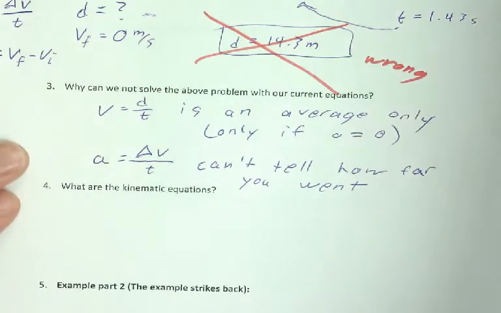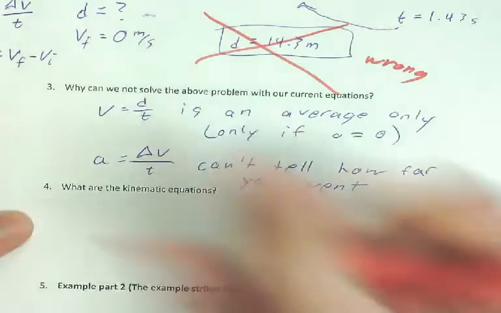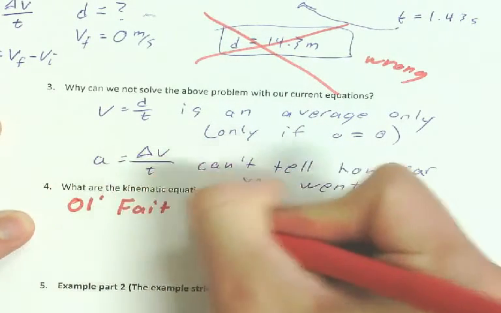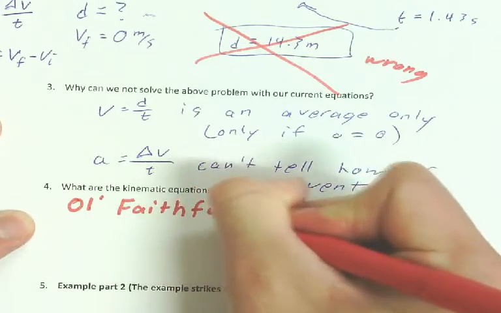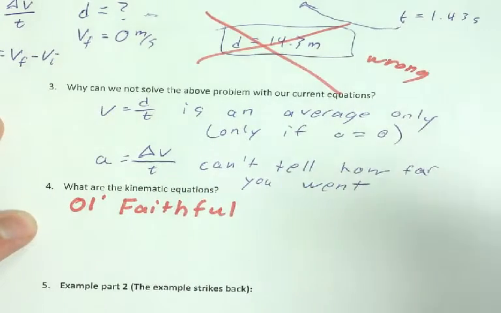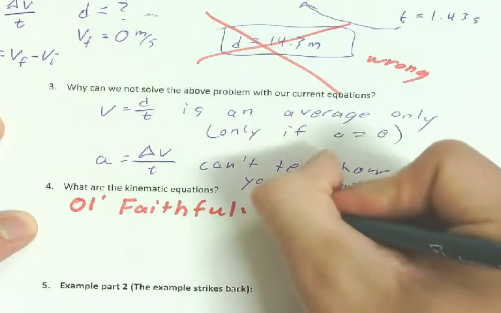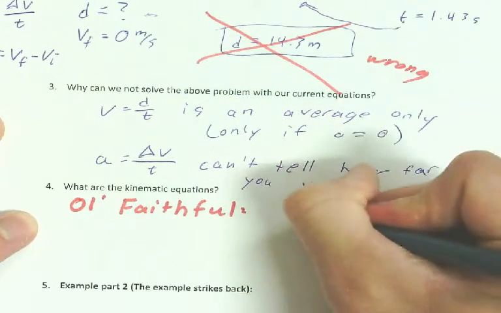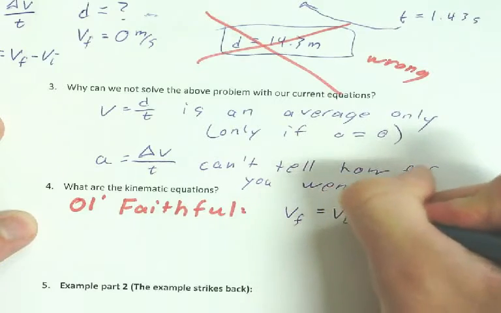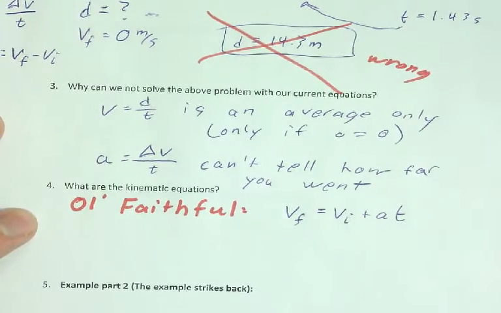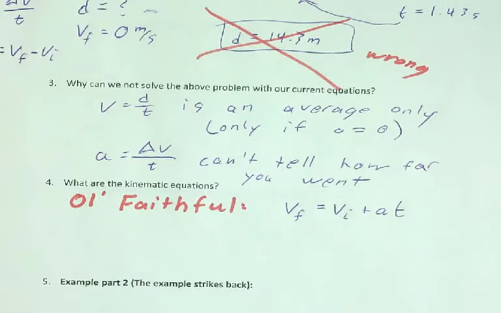So the first equation we're going to talk about is one called Old Faithful. The reason it's called Old Faithful is because it's the one that you use most often, and it actually is the acceleration equation, just rewritten. The equation looks like this: Vf equals Vi plus At. There you go. Not too bad here. Vf equals Vi plus At. That's it. So far, so good.